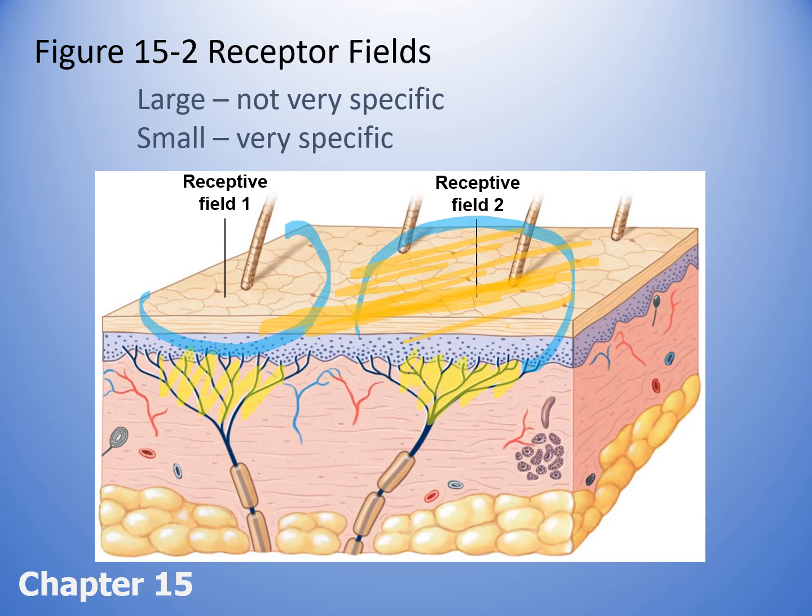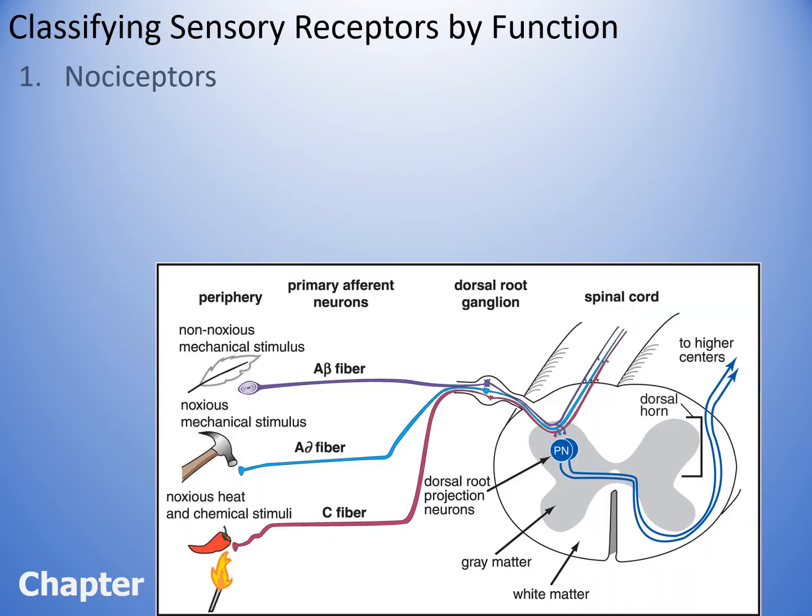You have small receptor fields on your hands. And this is why the palms of your hands are very sensitive. So small receptor fields are quite specific. Large receptor fields, which you don't need a lot of sensory detection on your back, are not specific. Okay, so we've got an idea about free nerve endings, and they do a lot of different things, general senses.